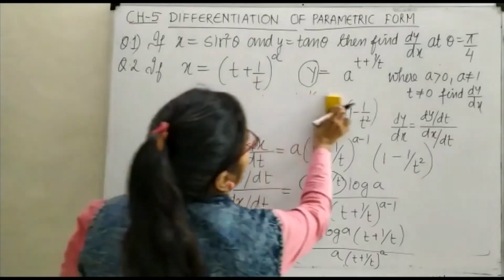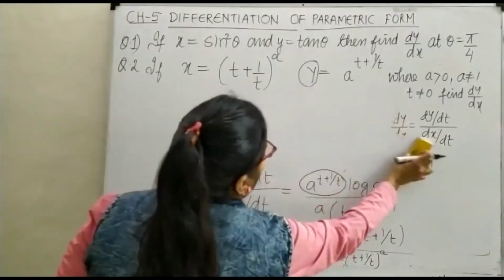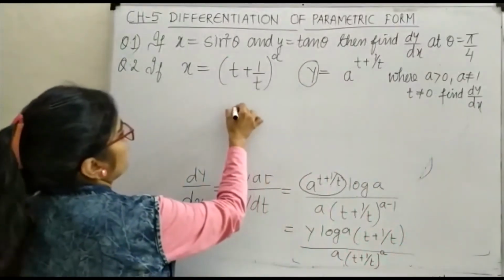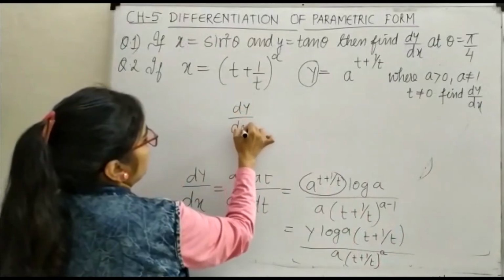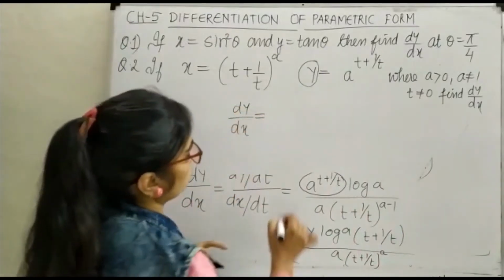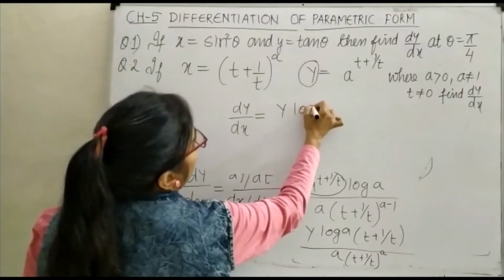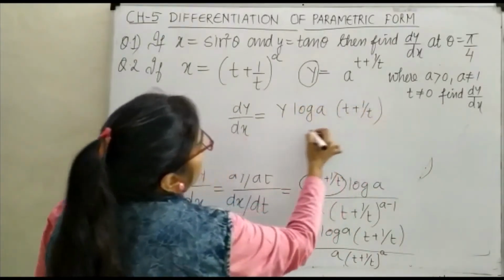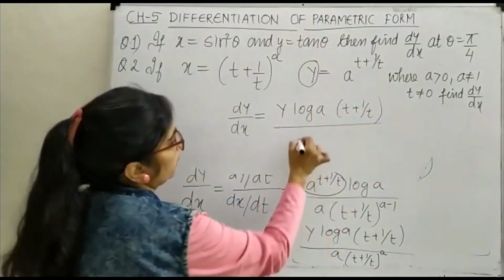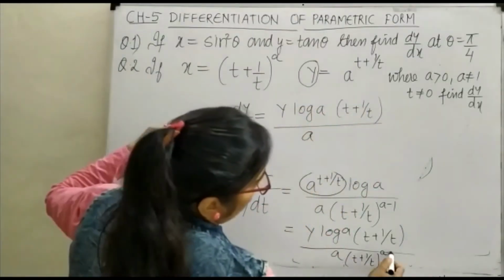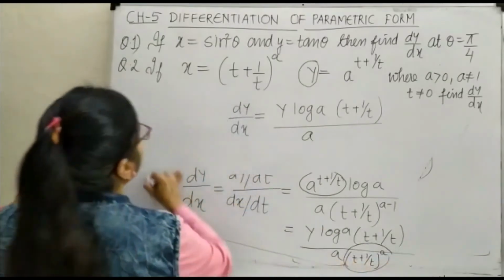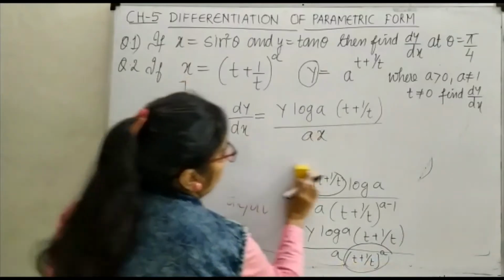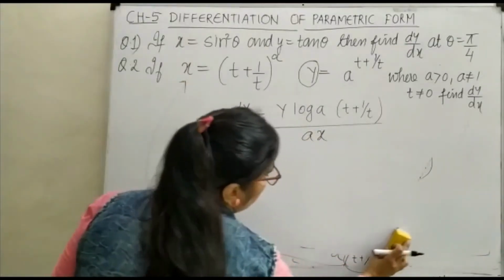Now just see, your question takes the form dy upon dx is equal to y log a upon (t plus 1 upon t) the whole raised to a. In place of this whole term we have substituted x. So this takes the form a x. Now we can simplify it more.